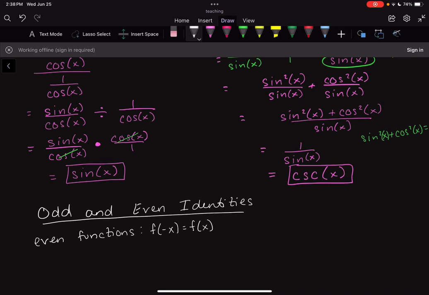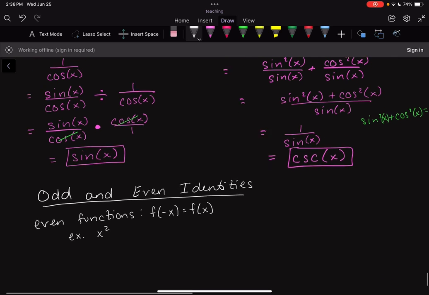So for instance, x squared. X squared is an even function, because if you plug in like a -2 or a +2, doesn't matter, you still get 4. So that's an example of an even function.